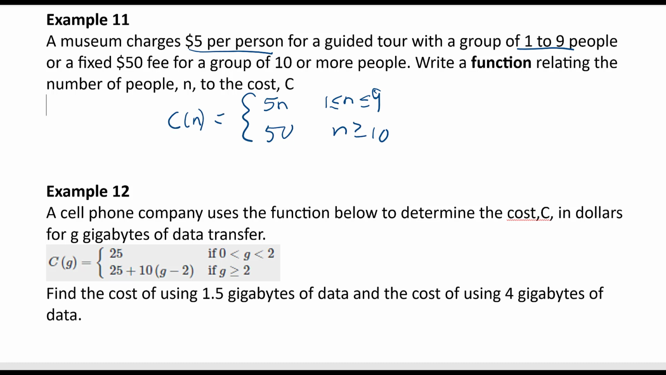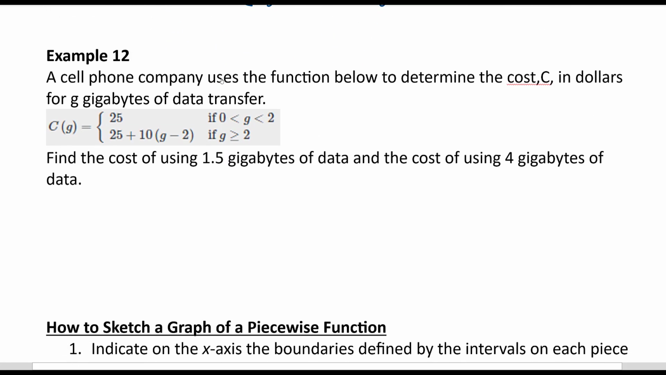Okay. Next one, example 12. A cell phone company uses the function below to determine the cost C in dollars for G gigabytes of data transfer. So cost in terms of G is 25 if gigabytes used is between 0 and 2, and it's 25 plus 10 times (G minus 2) if the gigabytes is greater than or equal to 2. Find the cost of using 1.5 gigabytes of data and the cost of using 4.